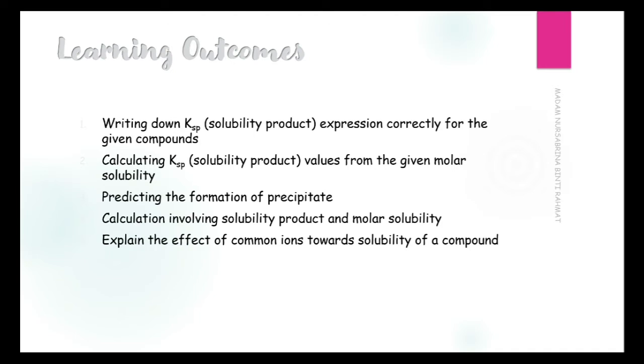Then you're going to learn how to calculate Ksp values from the given molar solubility or solubility value. From the calculations, you're going to predict whether a precipitate will form or not, by comparing Qsp, the reaction quotient for solubility product, with Ksp. And then we're going to learn about the effect of common ions in reducing the solubility of a salt in a solution.